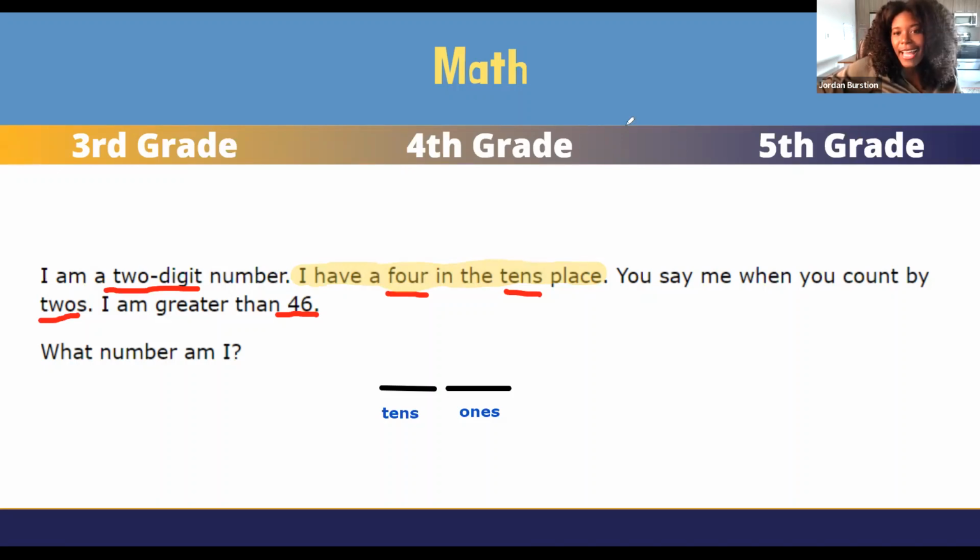So they've already done half of the work for us. So let me go ahead and put a 4 in the tens place. All right. And they said the next tip that they gave us, you say me when you count by 2s. Emery, do you know how to count by 2s? Have you learned that yet?